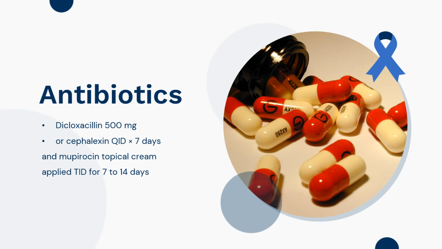Antibiotics. If a sexually transmitted infection is the cause of your symptoms, your provider will treat the infection with antibiotics. Dicloxacillin 500 mg or cefalexin QID times 7 days, and mupirocin topical cream, applied TID for 7 to 14 days, is appropriate if there is a concern for concomitant cellulitis or a secondary infection.